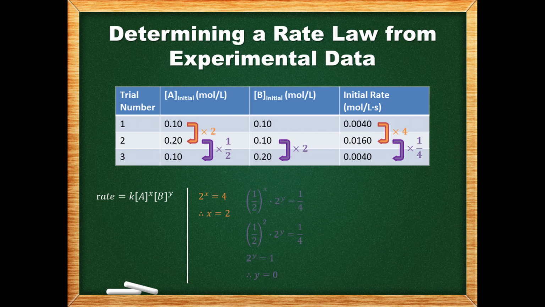We write down an equation to solve for y. x is equal to 2, so y must be 0. The rate law can be written down as before. Note that trials 1 and 3 could also have been used to solve for y. Now that the rate law is known, the values from one of the trials can be substituted into it to solve for the rate constant. This is a second order reaction, and the rate constant has units of liters per mole per second.